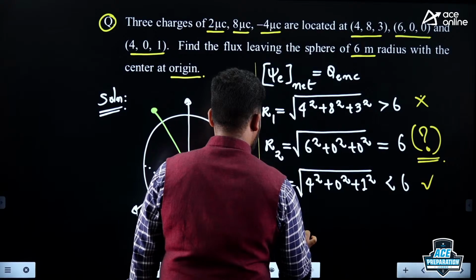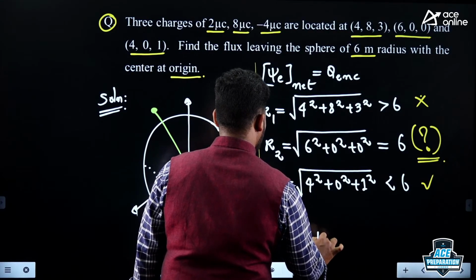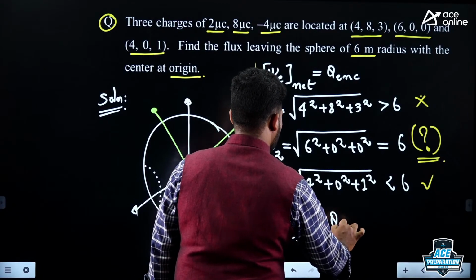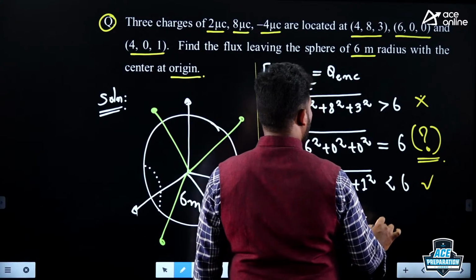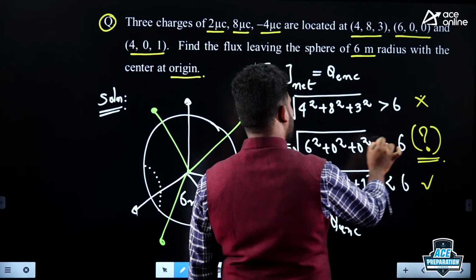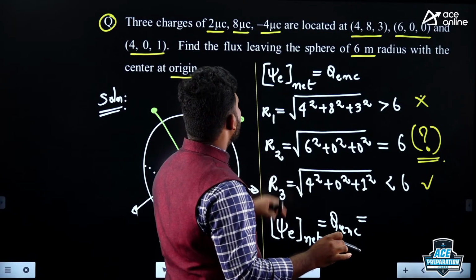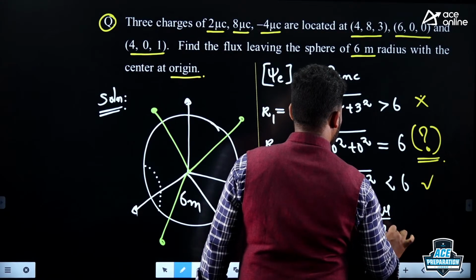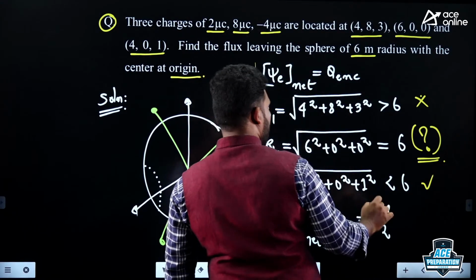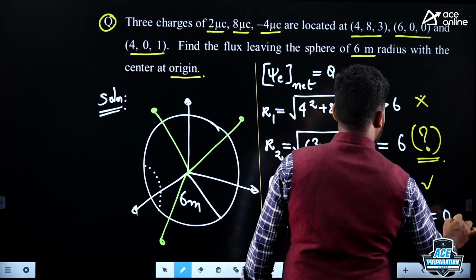The net electric flux is equal to the charge enclosed divided by epsilon. What is the charge enclosed? This one is exactly on the surface, so you have to take half of the second one. The second one is 8 micro divided by 2. The third one is minus 4 micro. 0 is the answer.